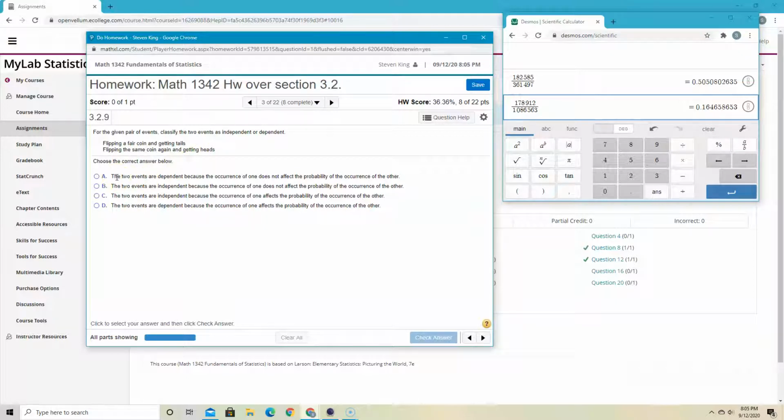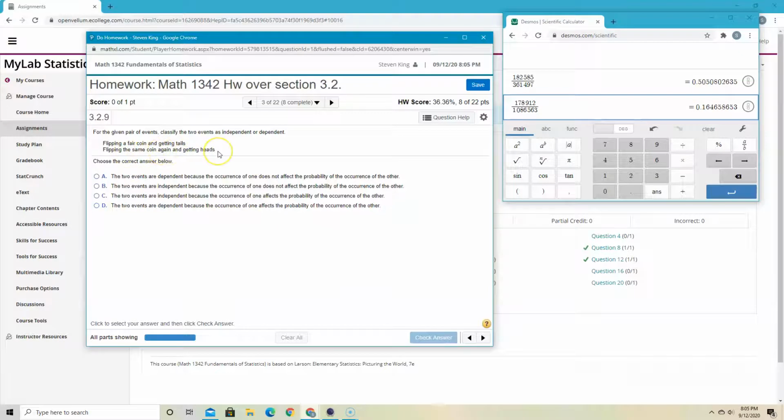So now we look for that. That says dependent. Independent. The 2 middle ones are independent. So it's one of these 2. So B, the 2 events are independent because the occurrence of one does not affect the probability of the occurrence of the other. The occurrence of one does not affect the probability or the outcome of what the other will turn out to be.